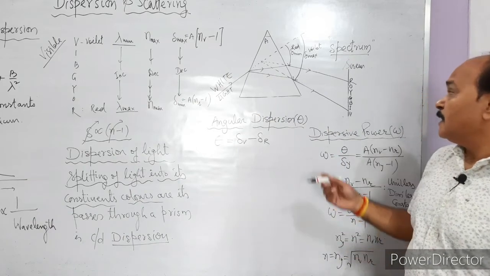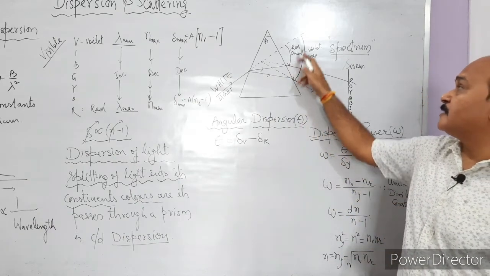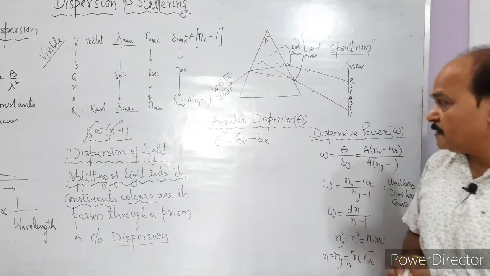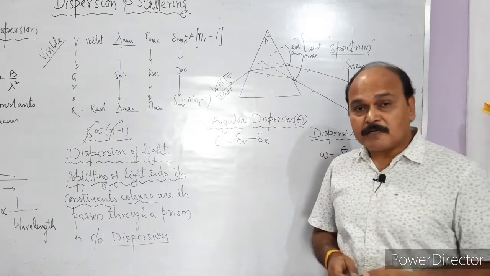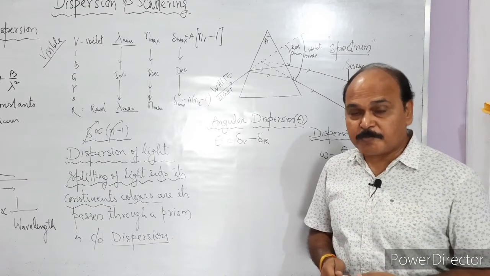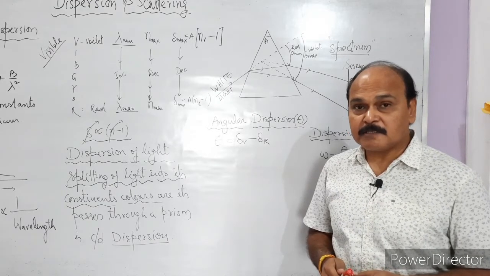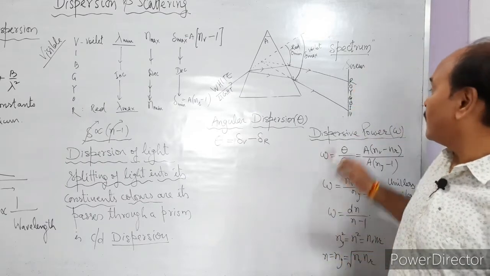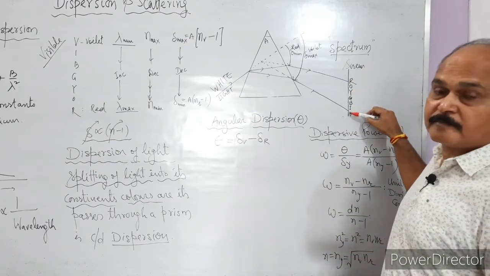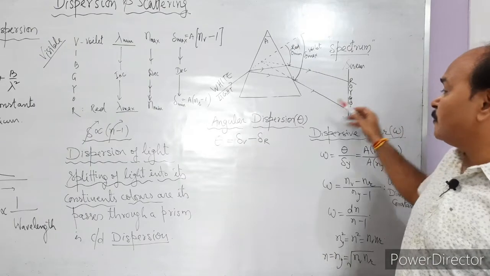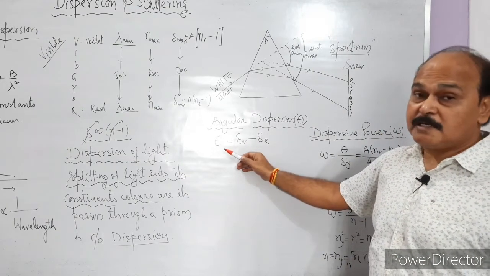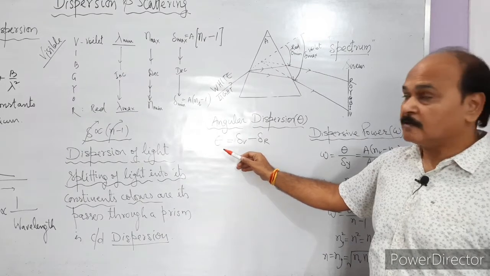Well, what is angular dispersion? Angular dispersion is the difference of the deviations produced by extreme colors. Extreme colors are what? Red and violet here. So the difference of the deviation of violet color and red color is what is theta, the angular dispersion.